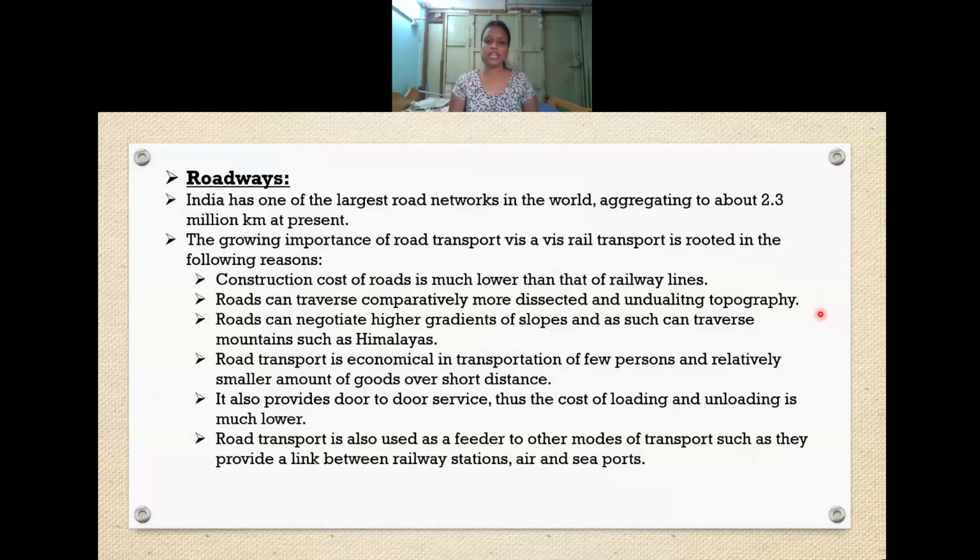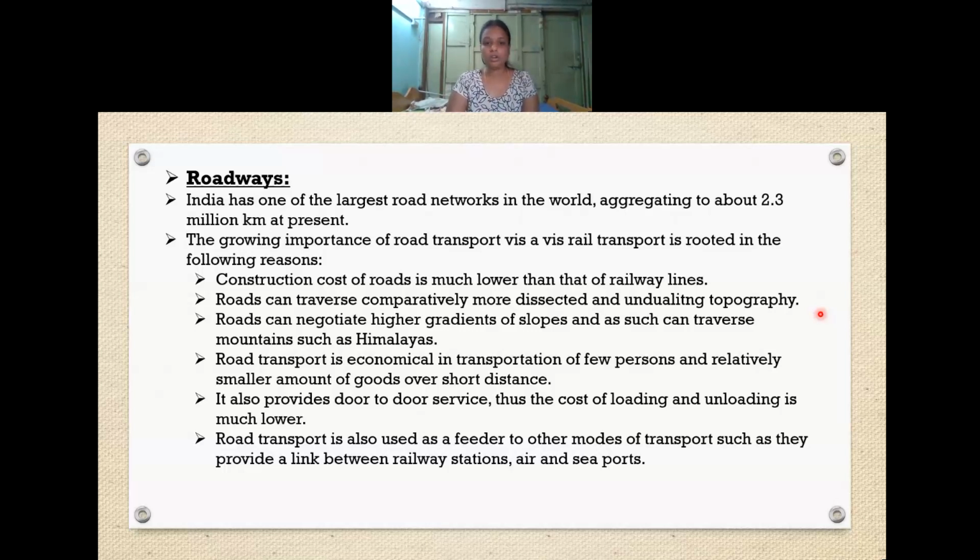Road transportation is economical, and it is in the hands of few persons. A relatively smaller amount of goods can reach a short distance in a very short time, and we can travel from one place to another within a minute. And roadways provide door to door service for loading and unloading the products.